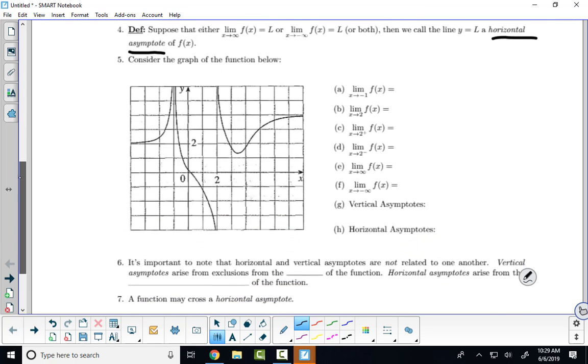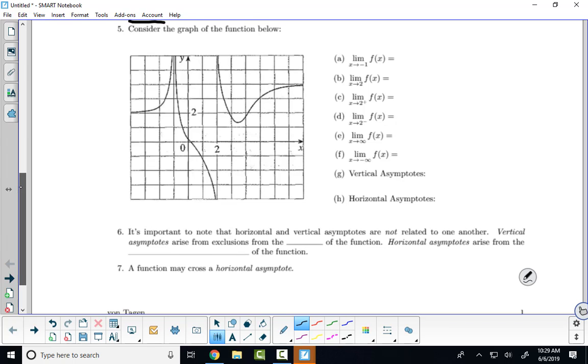So go ahead. I'd like you to do number 5. You've got all the tools you need for number 5. Make sure that for your vertical asymptotes you write x equals. Make sure that for your horizontal asymptotes you write y equals. Okay. So in your groups, go ahead and fill that in.